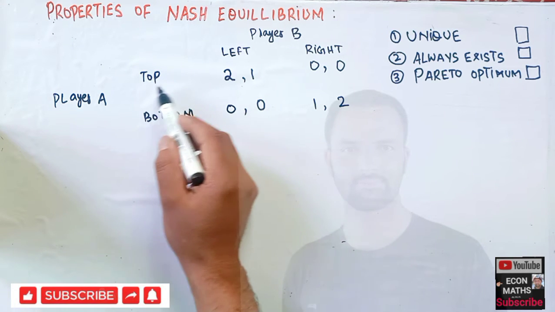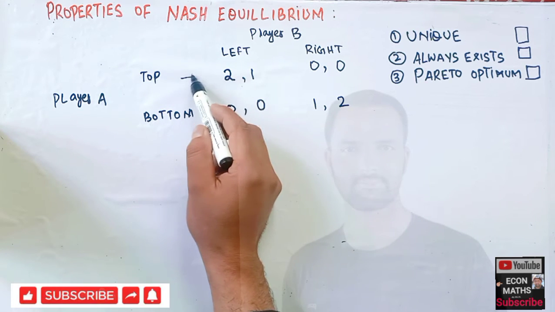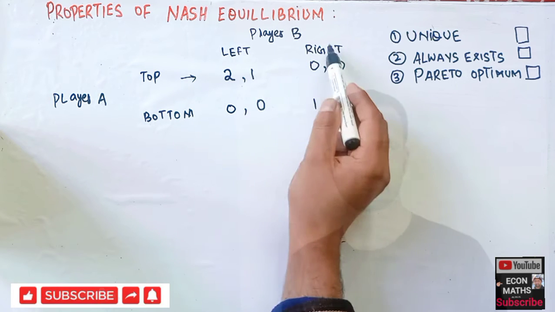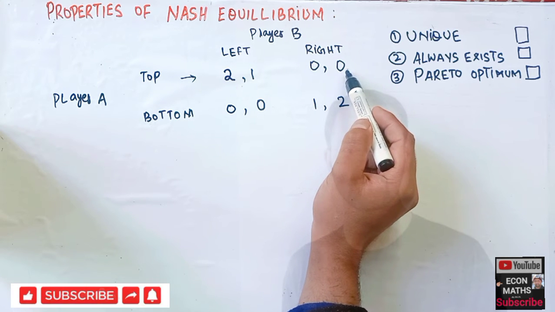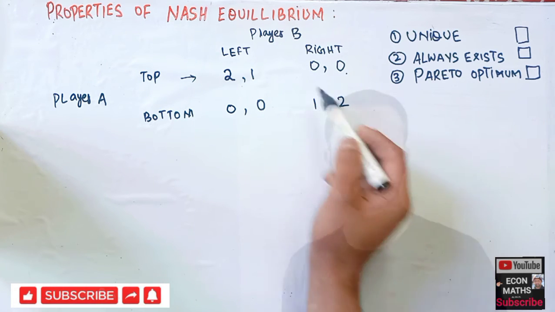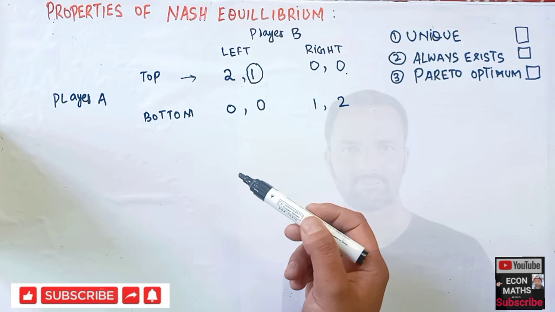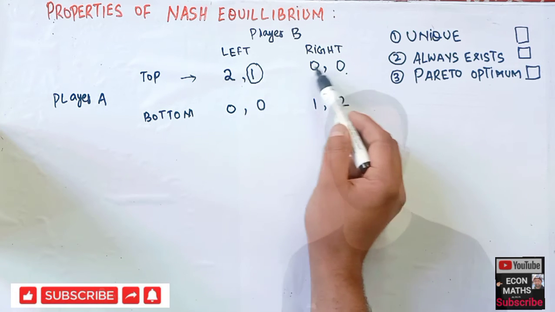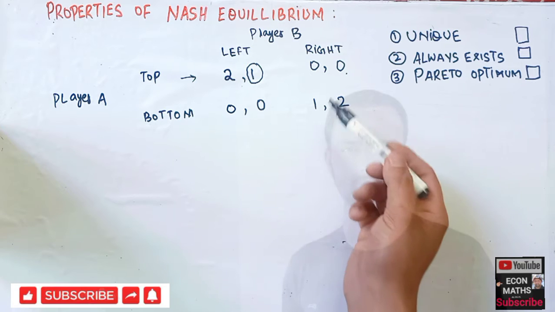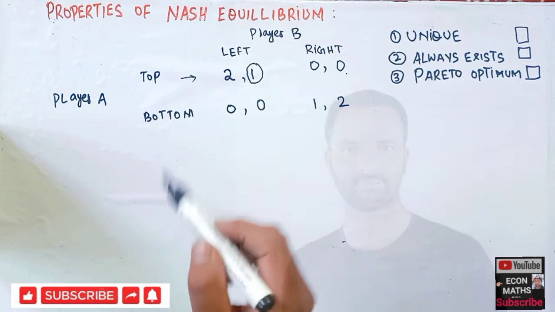Let us say player A chooses top. Player B has two options, either to go left or right. If he goes left, he gets 1 as payoff. If he goes right, he gets 0 as payoff. So he is better off going left, so we encircle this very value. And remember, the first numbers in these cells represent the payoff of player A, and the second numbers represent the payoff of player B. Now this was the case when player A chooses top.